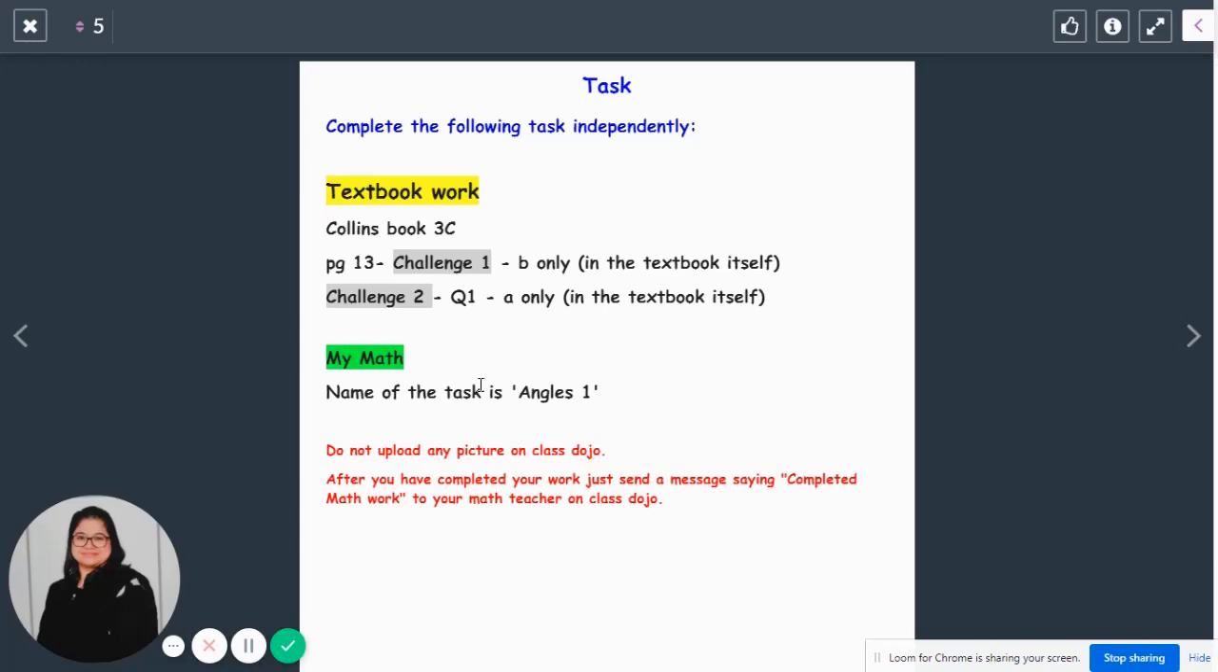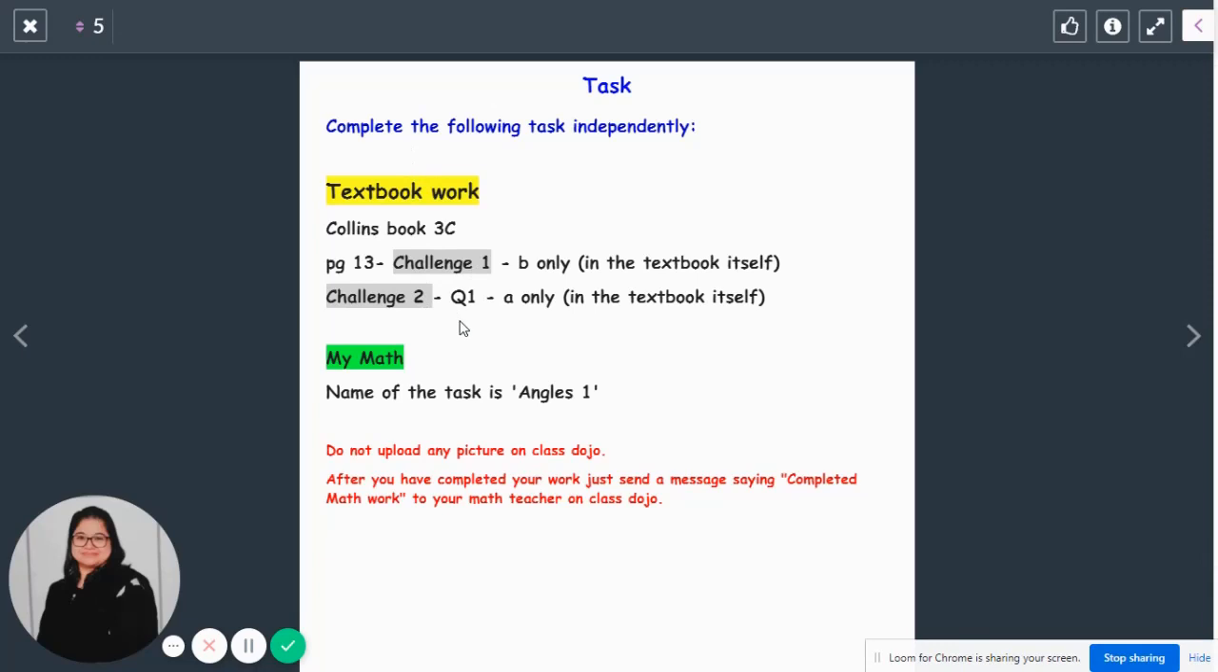All right. So, after logging in to My Math, you have to look for this task, Angles 1. You do not have to upload any picture on ClassDojo because it's your textbook work. Simply, you can just drop in a message to your math teacher saying that you completed the math work. Okay, so make sure you do both the tasks.